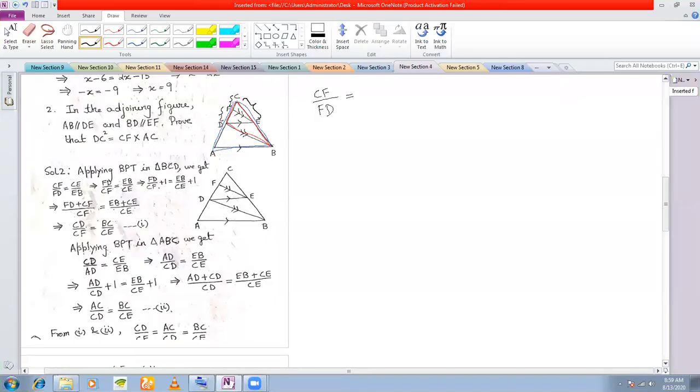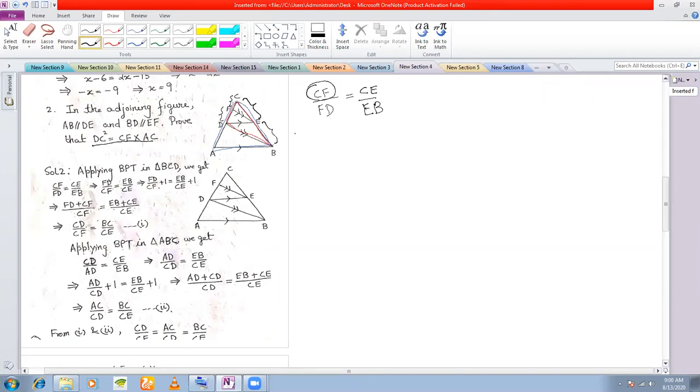CE, this part, divided by EB, this part. Okay, this is what we are going to get. Now see what you have to prove. You have to prove that DC square is equal to CF into AC. So you're getting a CF here, right?